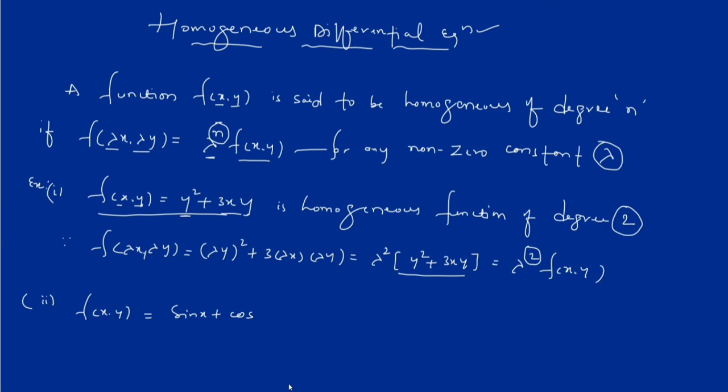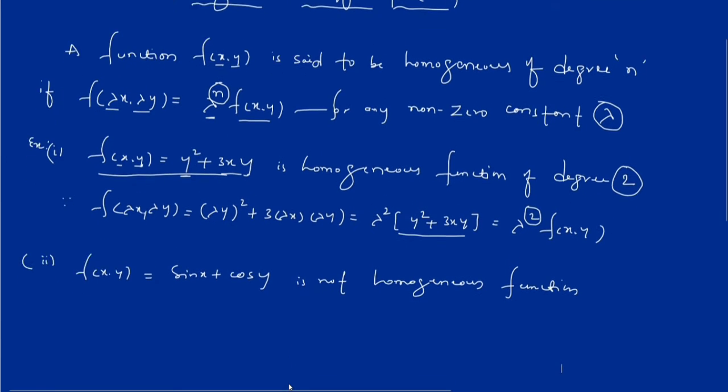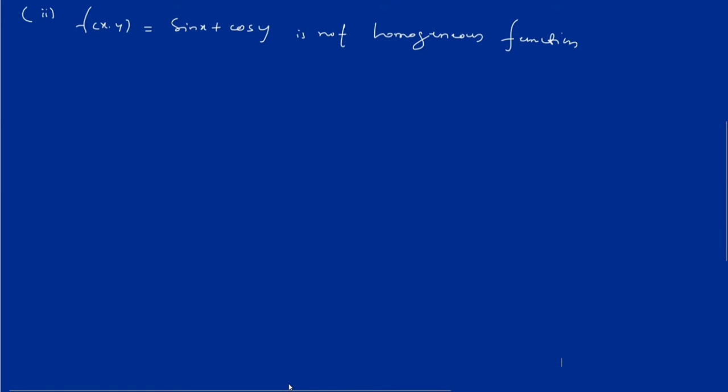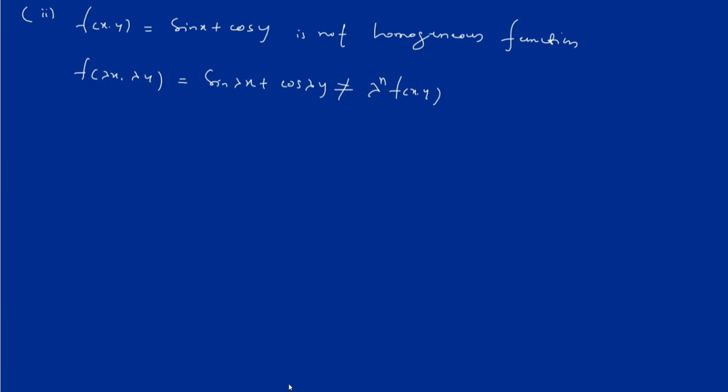Let's see in this example f of x comma y equals sin x plus cos y is not a homogeneous function, we are saying. Why? Let's see. Now again substitute here lambda x and lambda y in place of x and y. So sin lambda x plus cos lambda y is not equal to lambda to the power n f of x comma y. Can you take lambda common here? No, you cannot take it. Trigonometric functions like sine are there. So it is not equal to lambda to the power n f of x comma y for any n. You can take any value of n, right?